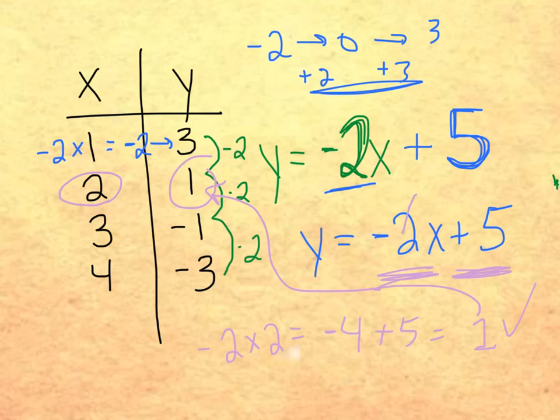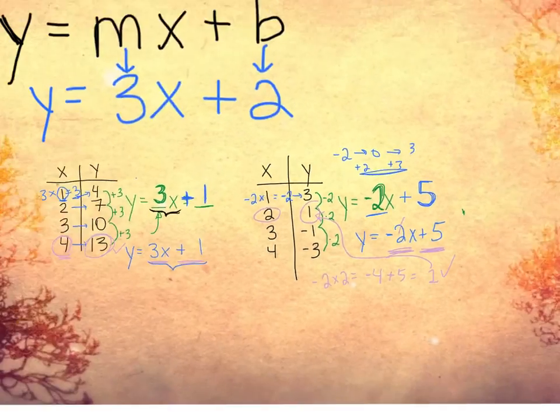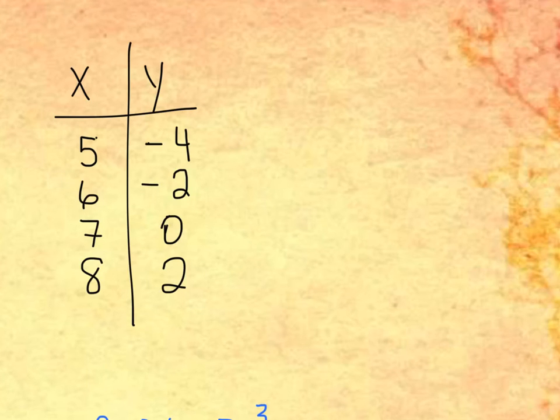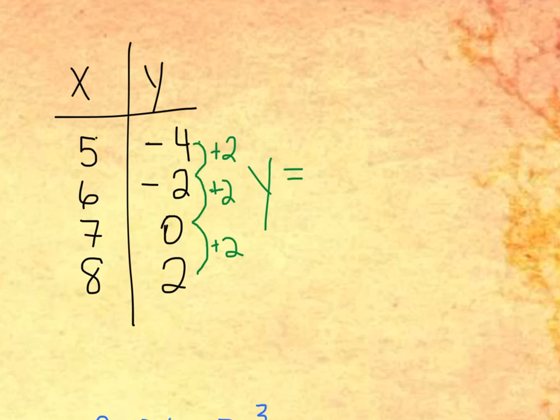Let's do one more quick question, and then that will be it for this video. Alright, so first off, remember the first thing we need to do is check and see how much our y value is increasing or decreasing. So we start at negative 4, it becomes negative 2, then 0, then positive 2. So I can see that that is increasing by 2 each time, which means our equation is going to start off as being y equals 2x.